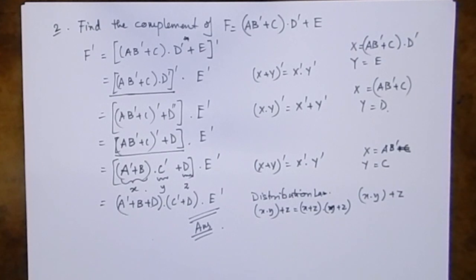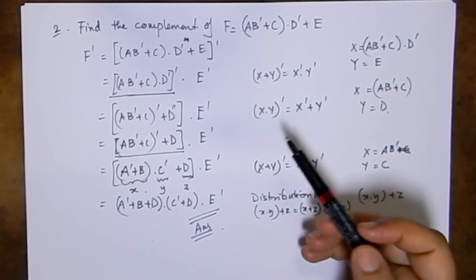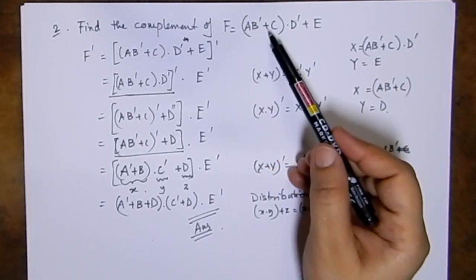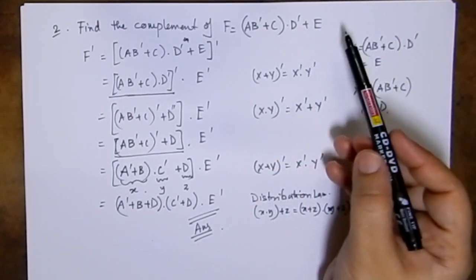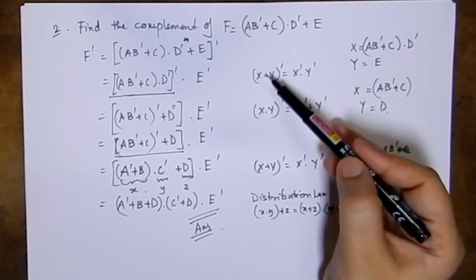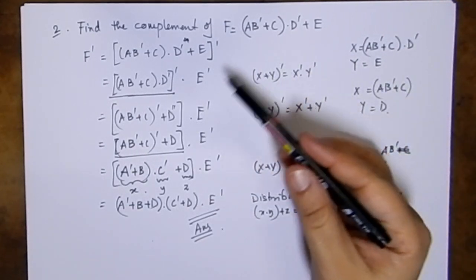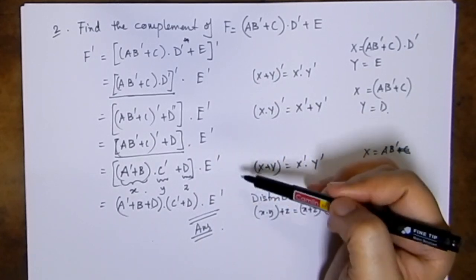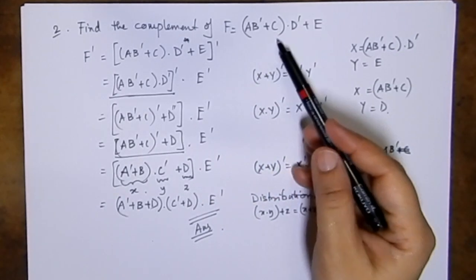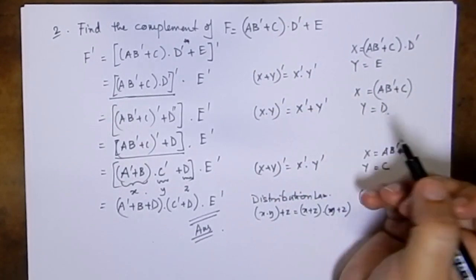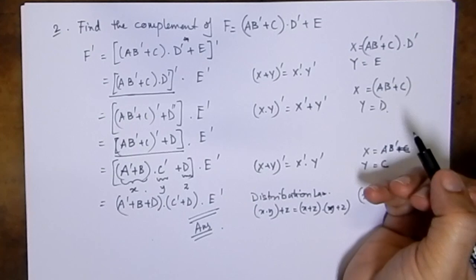But what you observe over here is, unlike the previous example, where just by changing the plus to dots and dots to plus and the variable to its complement and vice versa, it's not always that the answer is in that way. Here, since the expression was not in the canonical form, we got the complement in some other pattern.